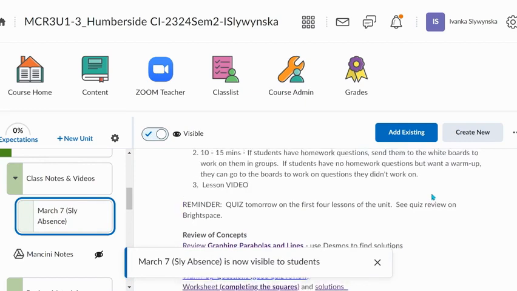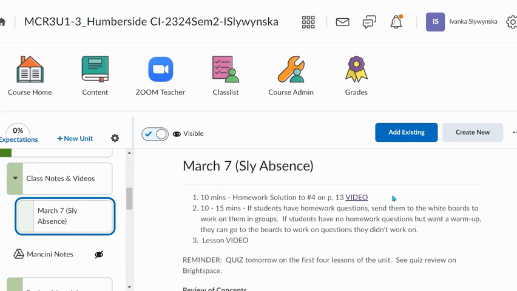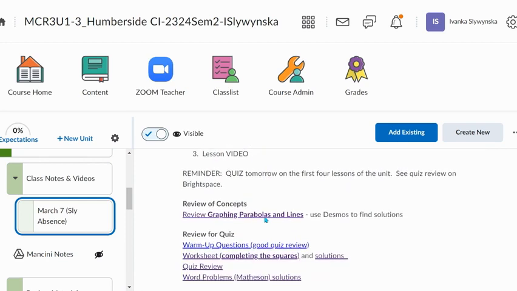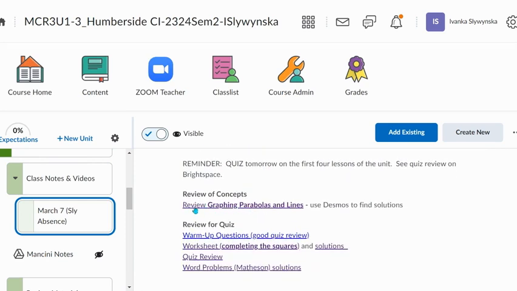Okay, this is what's happening today. From the top, we've got the homework video, then we'll have the lesson video, and then at the bottom of today's tab, I have a review for graphing parabolas and lines. If you need more practice, then go ahead and go into this document. Now, it doesn't have solutions, so what you need to do is go to desmos.com, plug in the equation, and it will graph itself, and you can check if you got it correctly.